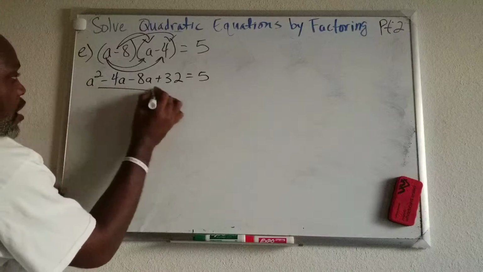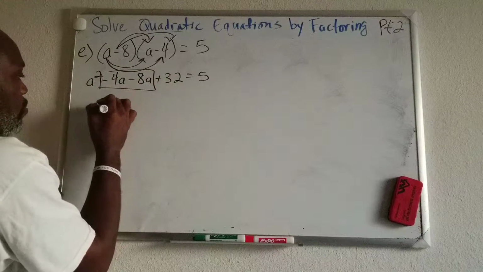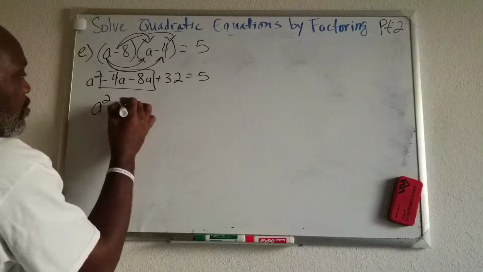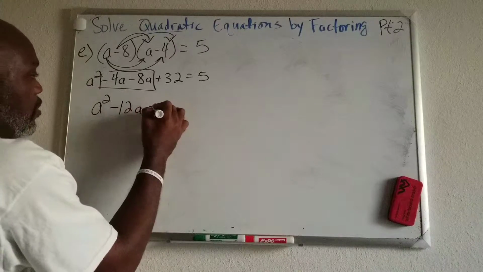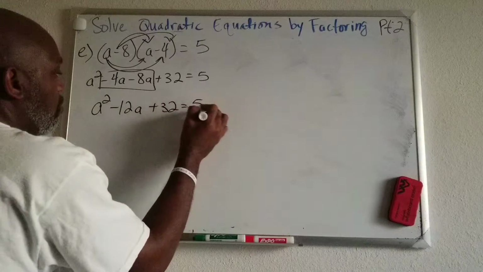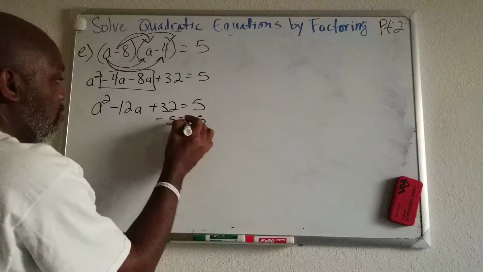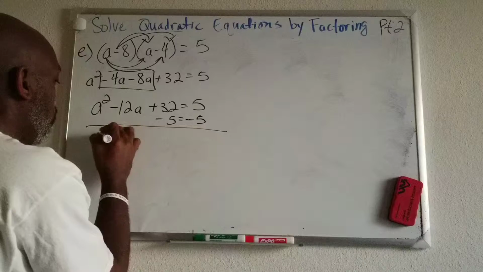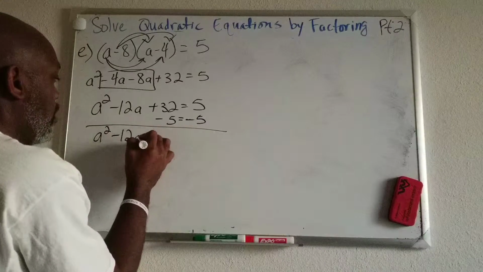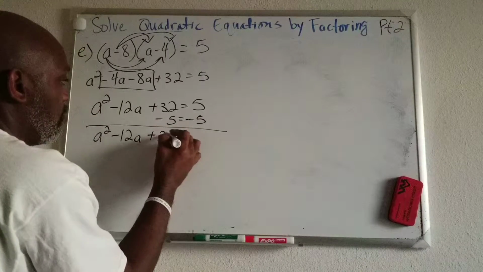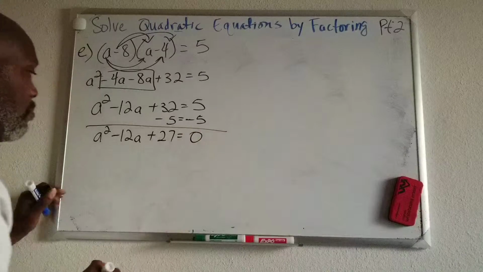So we can combine like terms here. We end up with a squared minus 12a plus 32 equals 5. So we're going to subtract 5 from both sides. So we're left with a squared minus 12a plus 27 equals 0.